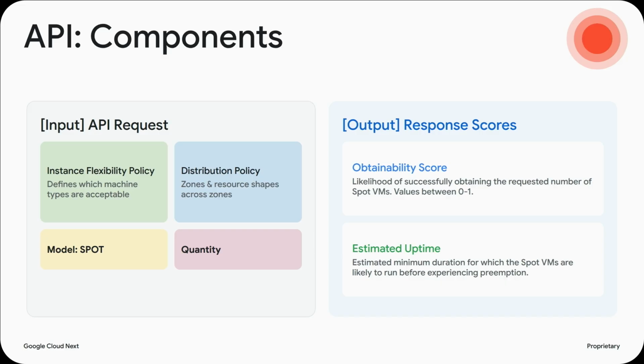So you specify your instance flexibility policy, define which machine types are acceptable. Perhaps you're flexible across N2, N4, C3, C4. This is where you specify that flexibility. You also specify your distribution policy. Maybe you're looking for all capacity in the same zone, or maybe you're OK with the capacity being split across multiple zones. The model is spot, and you specify the quantity of VMs you're looking for. Do you need 10 at this time, 100, 500, 1,000? You specify what you're looking for.